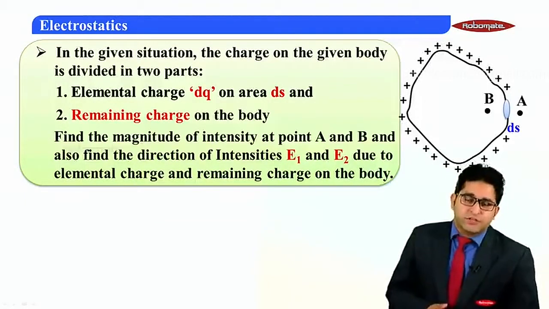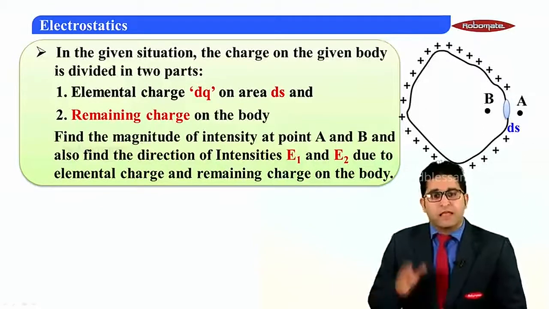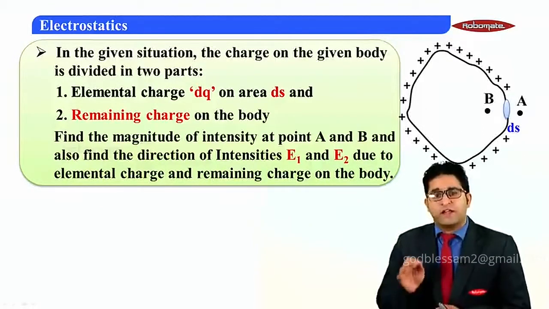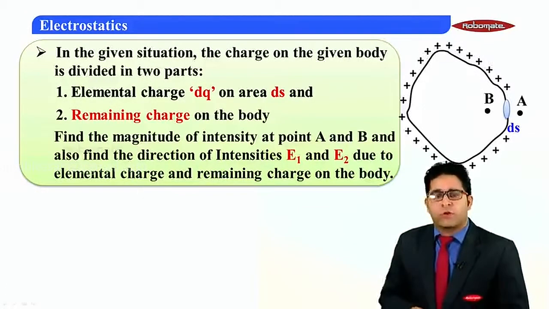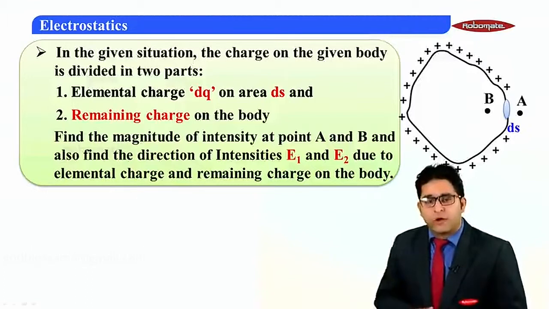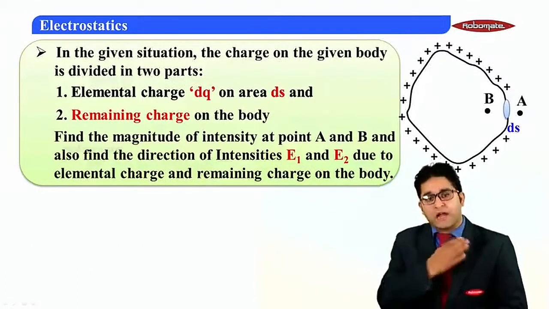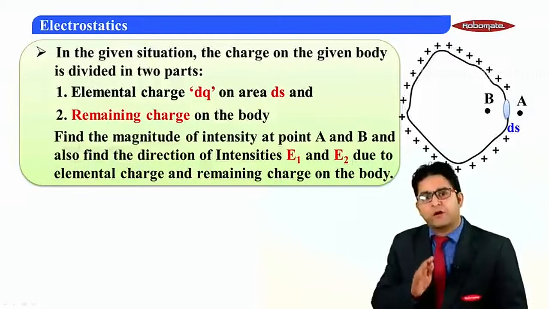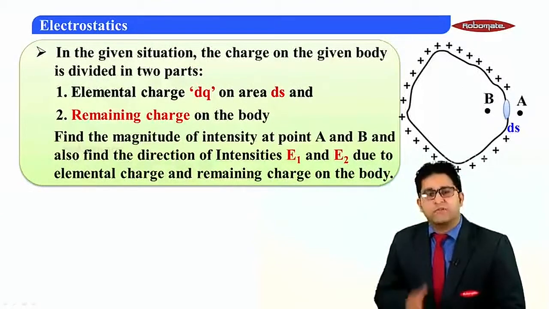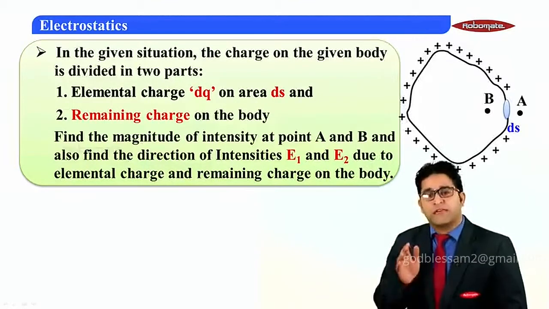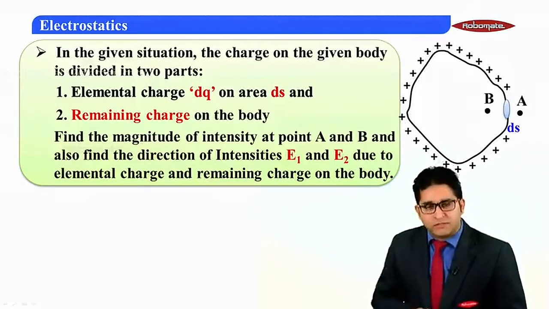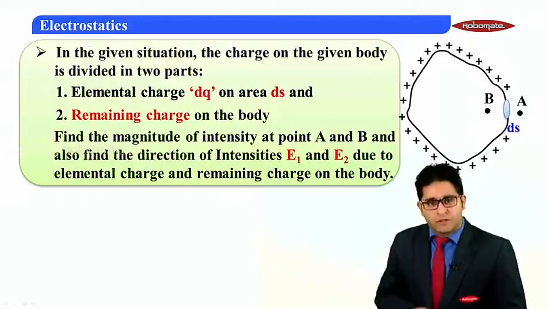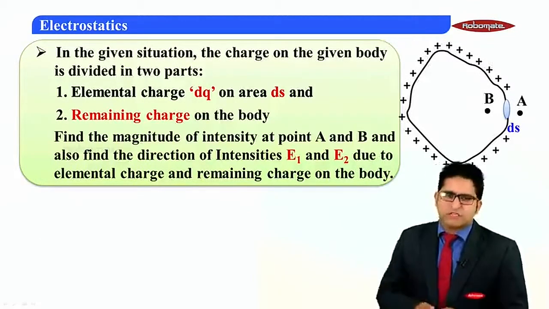Right? Now in this particular situation, we are provided with a positively charged body, right? And the charge on this particular body is divided into two parts. First one is elemental charge dq, which is present on a small area ds, and the rest is the remaining charge on the body, right? And here we are supposed to find out the magnitude of intensities at point A, which is just outside, and at point B, which is just inside. At the same time, we are also supposed to find out the direction of intensities E1 and E2, which are produced by the elemental charge and the remaining charge on the body, at point A and at point B, right? So let us start with the solution.